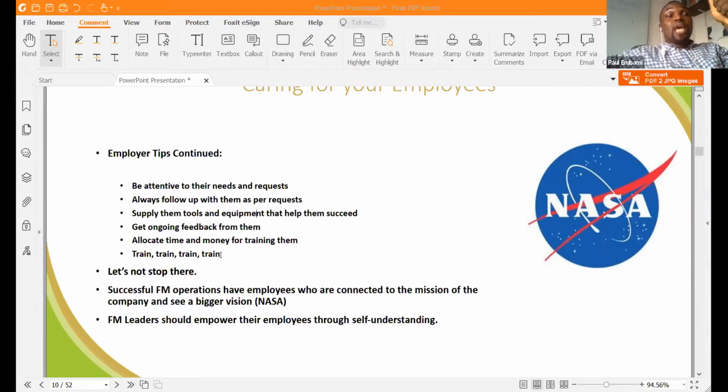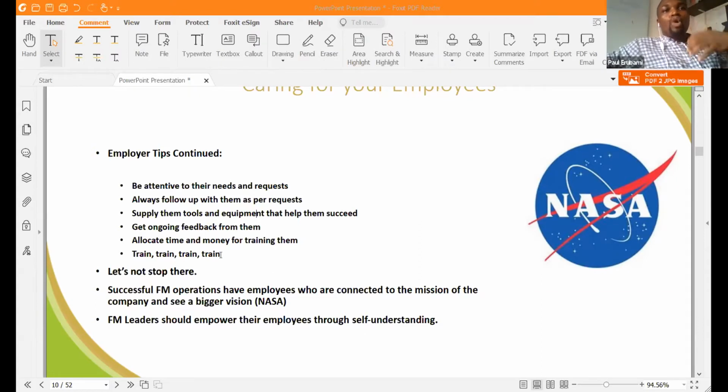Always follow up with them with respect to their requests. Supply them with tools and required equipment to help them succeed. It's not just enough for you to have a carpenter. You have to give the carpenter the tool, because like the Yoruba people will say, a carpenter will not use teeth to remove a nail. So you are supposed to equip your staff with the right tools.